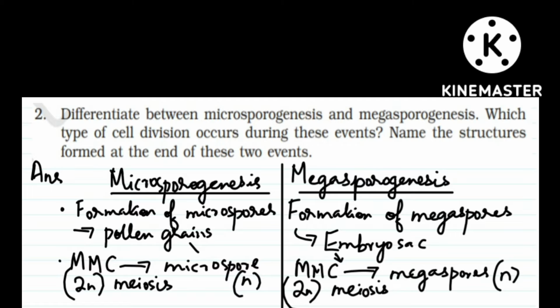And then comes the question, name the structures formed at the end of these two events. At the end of these two events, it forms the pollen grains and the embryo sac.